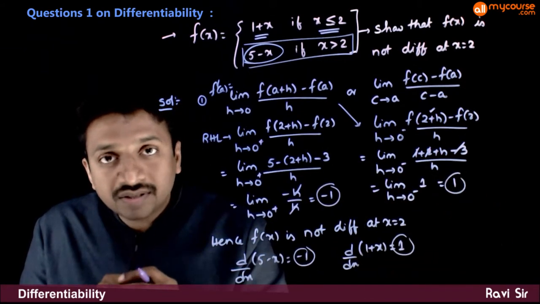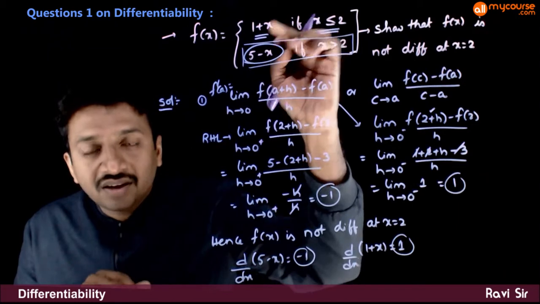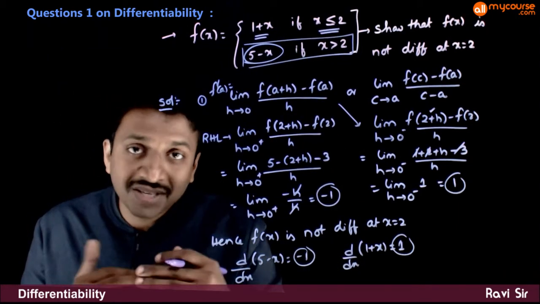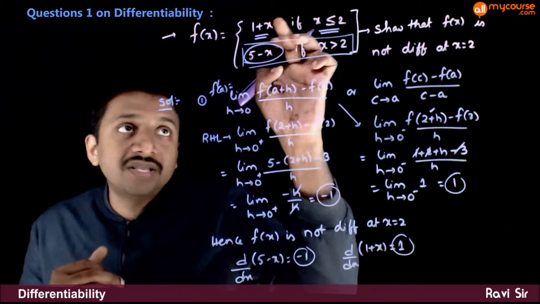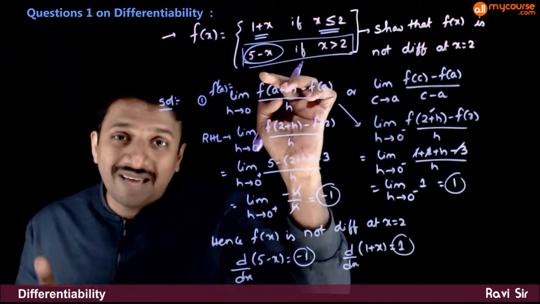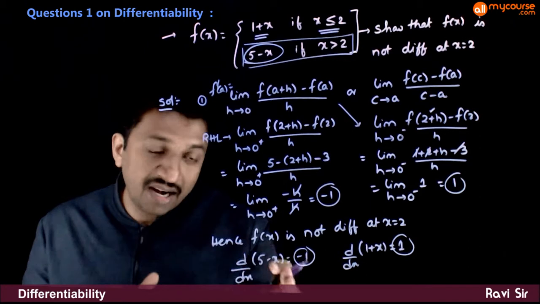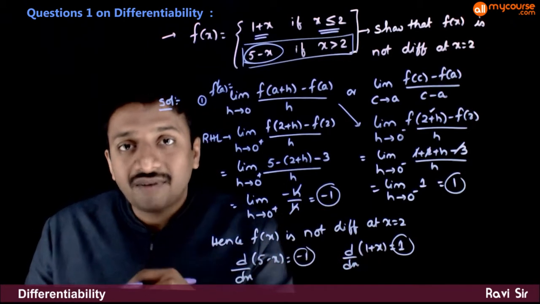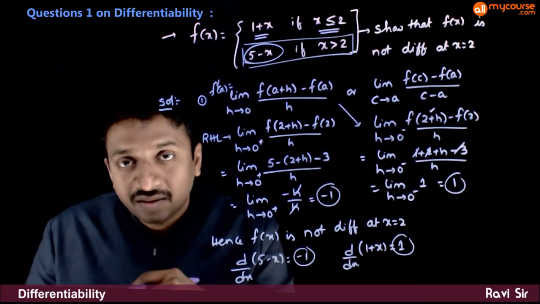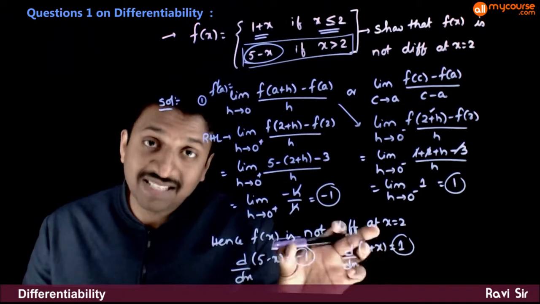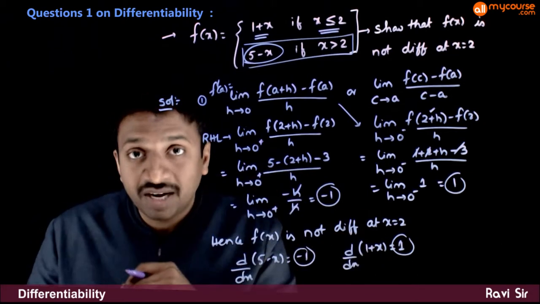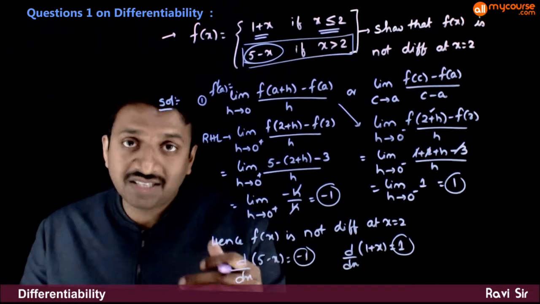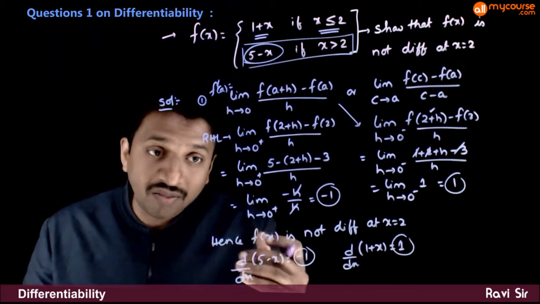So what you can do is, you take the functions and differentiate them using the differentiation formulas that you know: the differentiation of x is 1, differentiation of minus x is minus 1. And if the numbers are different, obviously you can see that the function is not differentiable. But if the numbers are same, it doesn't mean that the function is differentiable at x is equal to a. You need to have further checks. So let us take another question on this concept.